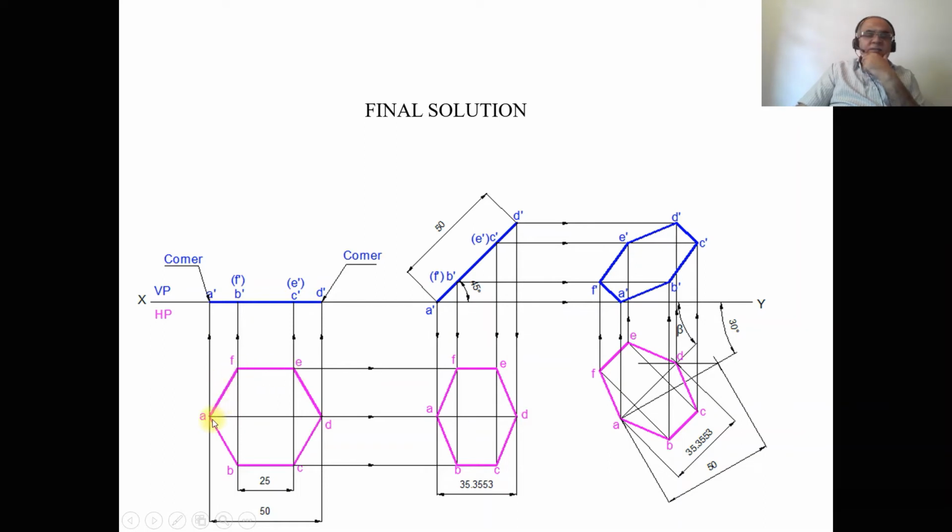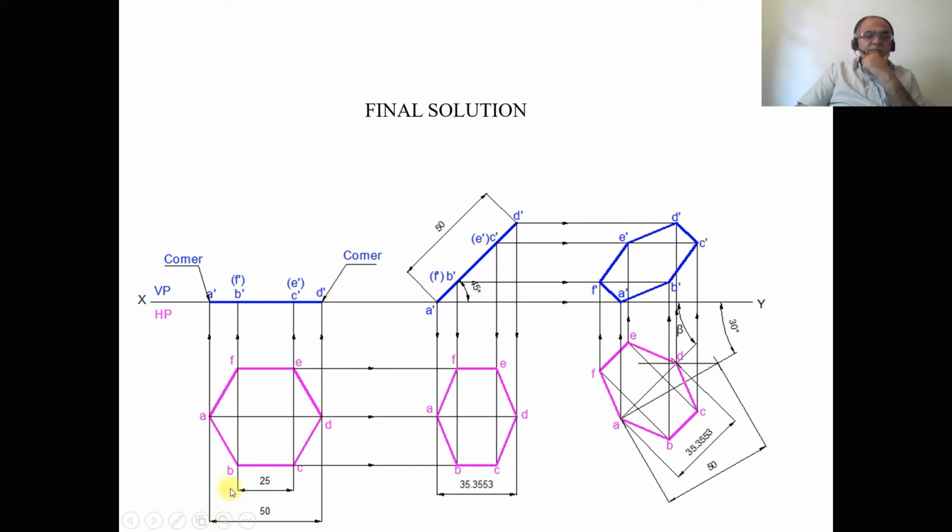with the dark lines. Once you do that, then draw the vertical thin projector lines from each of these points. From A to the XY line, from B and F to the XY line, from C and E to the XY line, and D to the XY line.